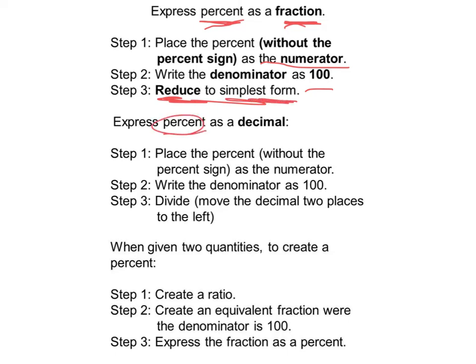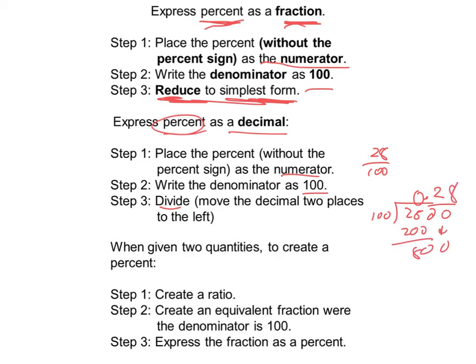If you're given a percent and asked to write it as a decimal, place the percent as a numerator, denominator is 100, and then divide. In our example, 28 divided by 100 is 0.28. So what you're doing is moving your decimal place 2 places to the left when you are dividing by 100. So that's 0.28, which is what we got when we did our long division. That's just a little shortcut.